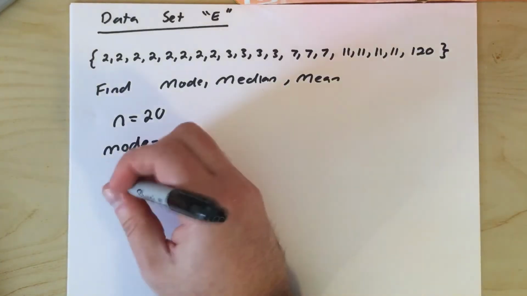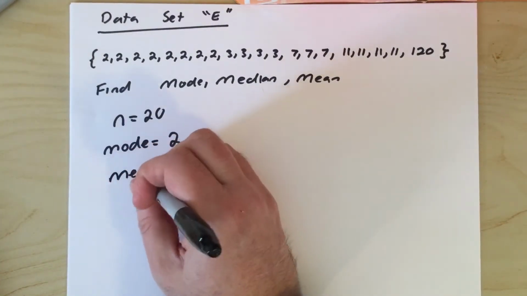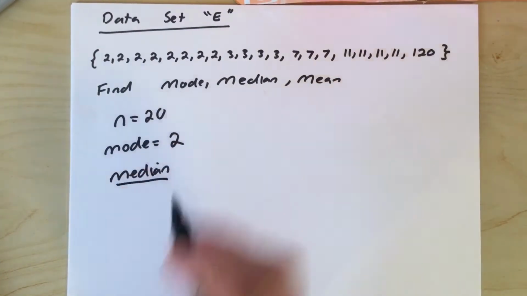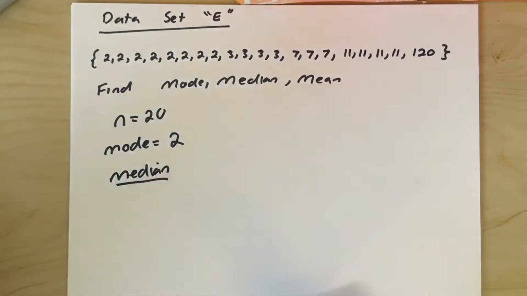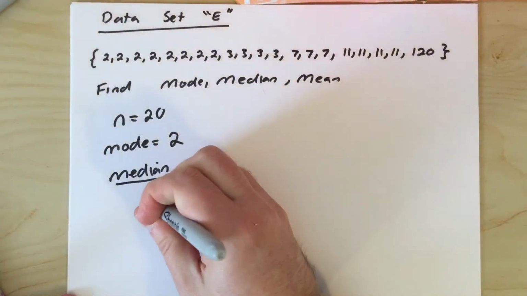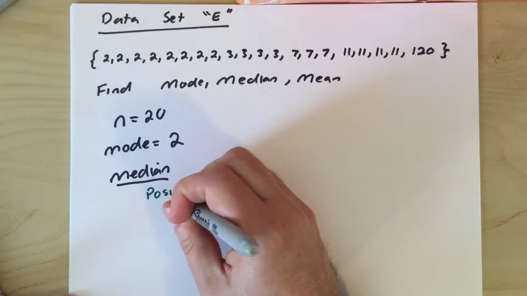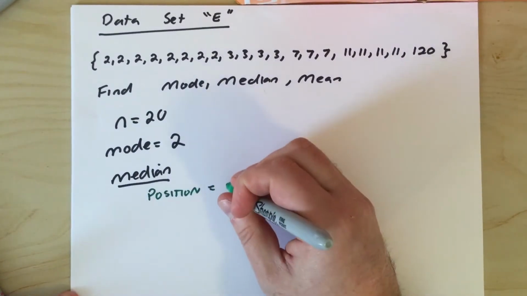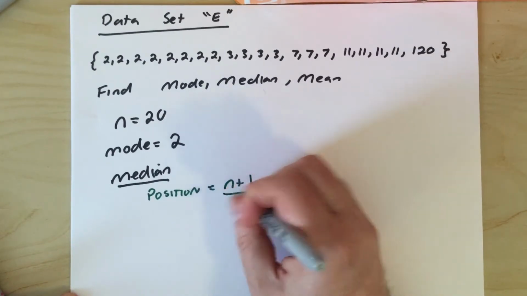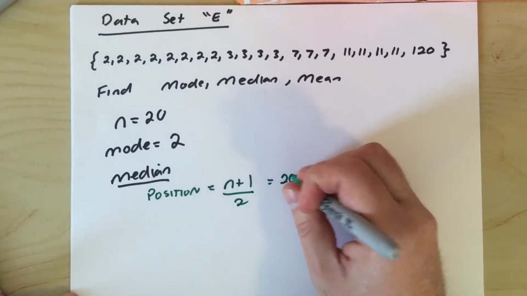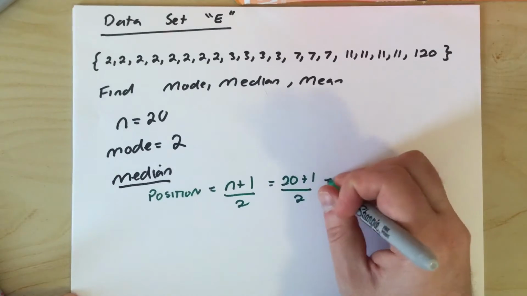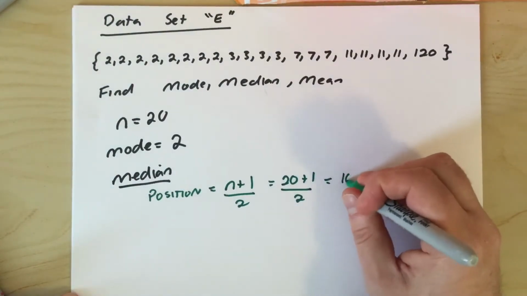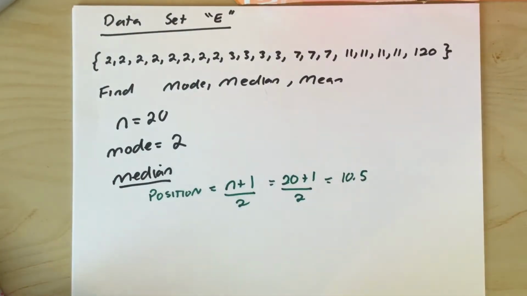Now for the median, so we want to find the median. What we have to do with the median is first find the position of the median. The position of the median is going to be n plus 1 divided by 2, which is 20 plus 1 divided by 2, which is 21 over 2, which is 10.5. So it's going to be between the 10th and 11th number.